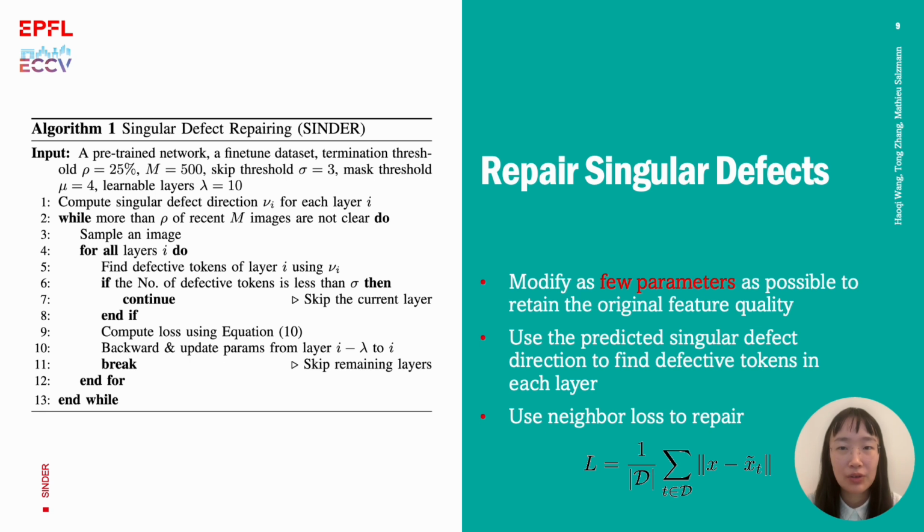We proposed an algorithm to repair the defective tokens. The principle of the algorithm is to modify as few parameters as possible to retain the original feature quality. We use the predicted singular defect direction to find defective tokens in each layer, and we use neighbor loss to learn a smooth feature map on the defective tokens.